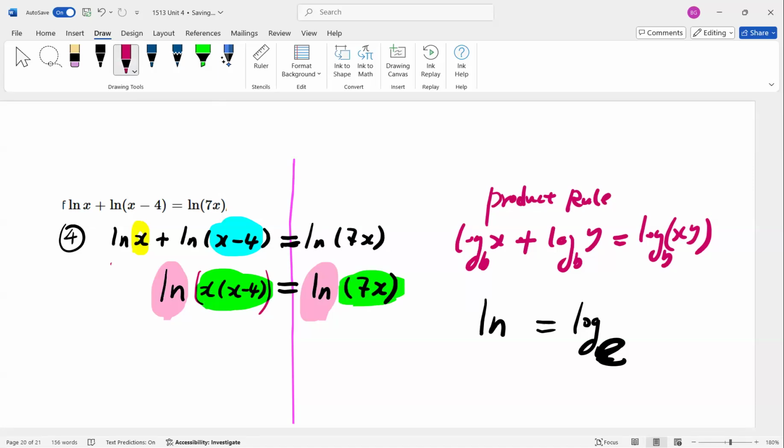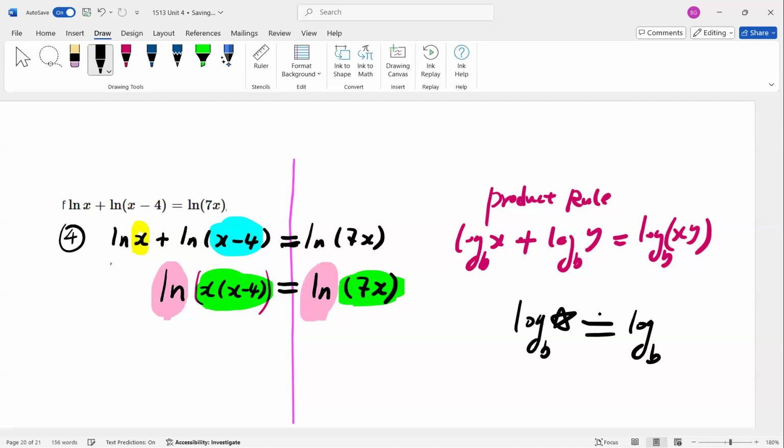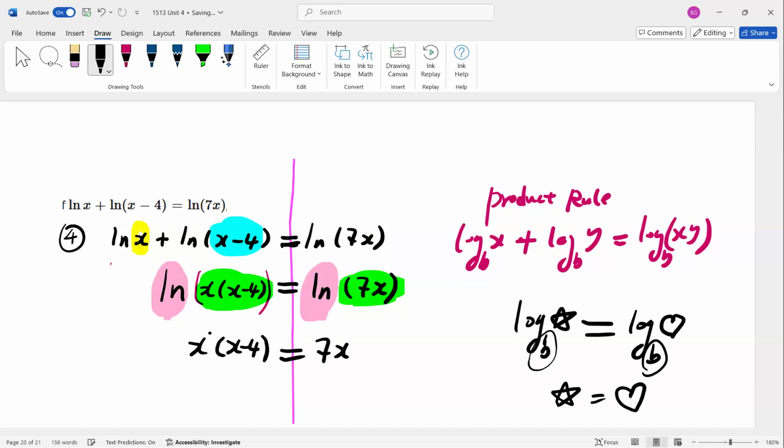If you have an equation, left side log with base b of a star, right side log with base b of a heart, and the left side equals the right side, the 2 logs are identical. They already have the same base. Obviously, they should have the same argument. This is the case. The pink parts are already the same. We just need to equate the green part. Then we have x times (x minus 4) equals 7x.